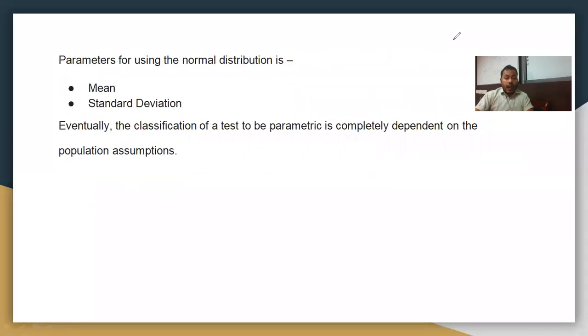Now, parameters I have mentioned here, right? What are they? Like mean, standard deviation, they will be the parameters for using the normal distribution. Eventually, the classification of a test as parametric is completely dependent on the population assumption.